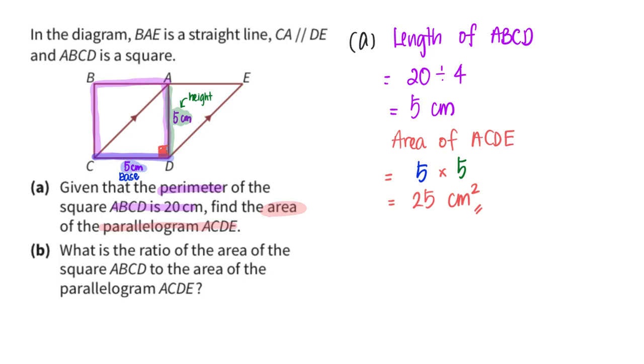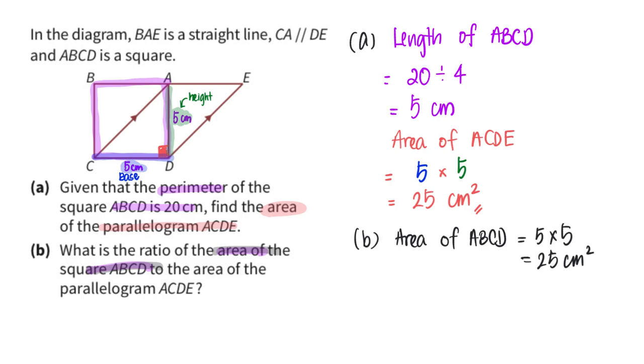For part B, what is the ratio of the area of the square to that of the parallelogram? Well, let's find the area of the square then. Let's use black color. So area of ABCD is 5 times 5 as well. It is also 25 cm square.